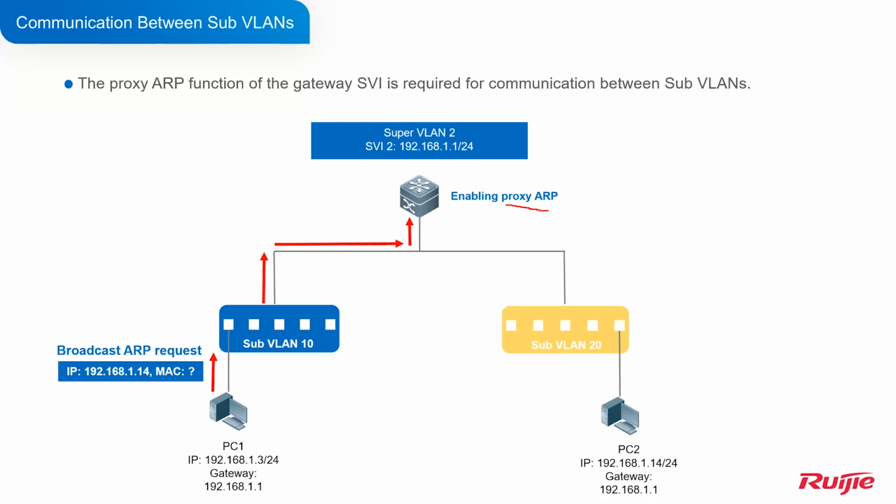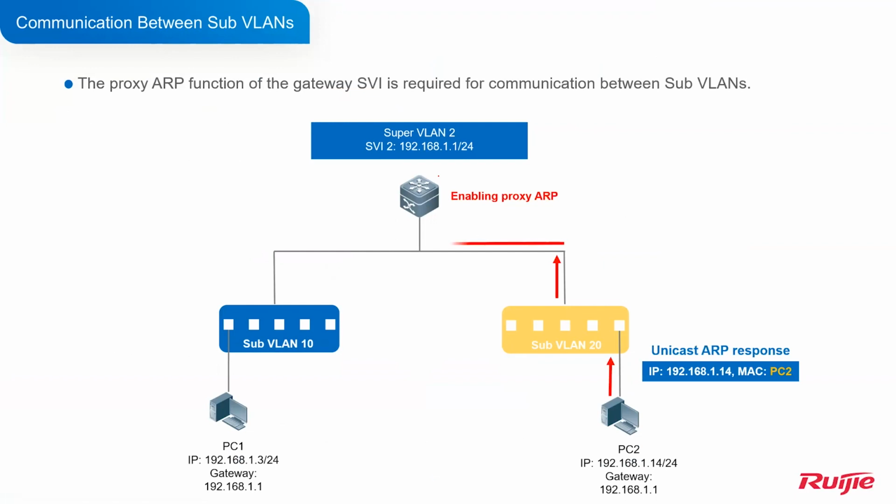After enabling proxy ARP, this switch will work as an ARP proxy and will forward the ARP request from PC1 to PC2. So in this way, PC2 has received the ARP request from PC1, and of course, PC2 will respond to this request. Okay, let's see. PC2 will respond, and you can see the MAC address here is the MAC address of PC2.